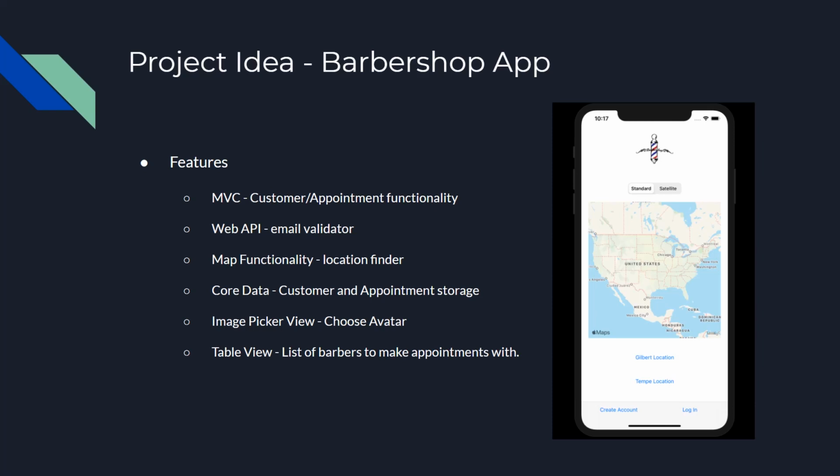On my image picker view, when a customer is logged in their profile, they're able to set their avatar, and this uses the image picker view style to pull up the gallery or the camera to choose their avatar. And lastly, if a customer is making an appointment, it takes them to an appointment view, which is a table view style view controller, which lists all the available barbers to choose from.